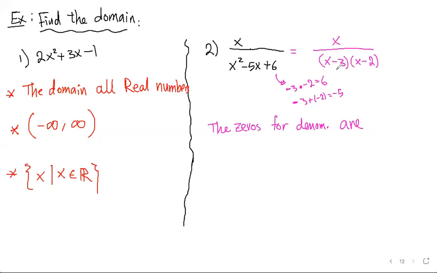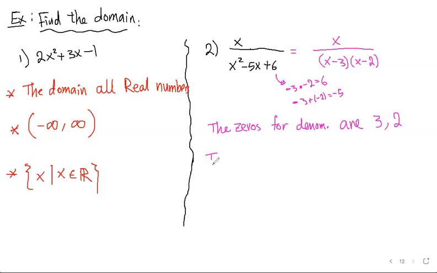But let me explain why. If I plug the 3, it gives me 3 minus 3, and this is 0. And 0 times this expression gives me 0. So this is true, 3. If I plug the 2 here, it gives me 0, and 0 times this one gives me 0. So the zeros of the denominator are 3 and 2. This means I must not plug these two numbers inside this expression. Why? If I plug these numbers, I get x over 0, and x over 0 is undefined.